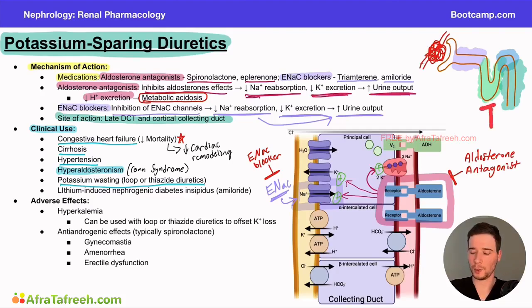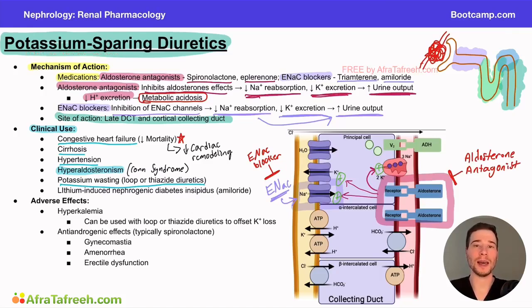Because we've done inhibition at the loop of Henle or inhibition at the convoluted tubule with our other medications, our loop and thiazide diuretics, more sodium distally in the collecting duct will be reabsorbed, or at least it'll be attempted to be reabsorbed at the expense of potassium and hydrogen ions. And so this medication, a potassium-sparing diuretic, can be used in combination or in conjunction with those potassium-wasting diuretics.